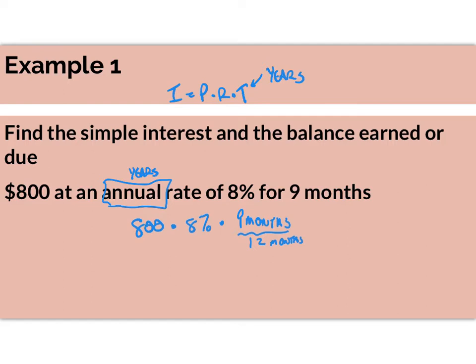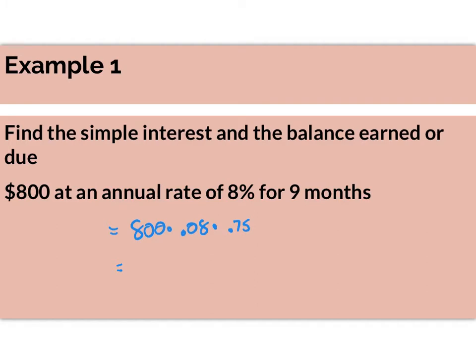And so changing these to decimals, we get 800 times 0.08, or 8 over 100. And 9 over 12 reduces down to 3 over 4 if you do your reduction. And we know that 3/4 is 0.75. So now multiplying these numbers, the principal times your rate as a decimal and your time in years gives us $48. And so this is the interest collected. The total amount you would owe would be the principal plus the interest, and you would wind up owing $848. And that's how simple interest works.